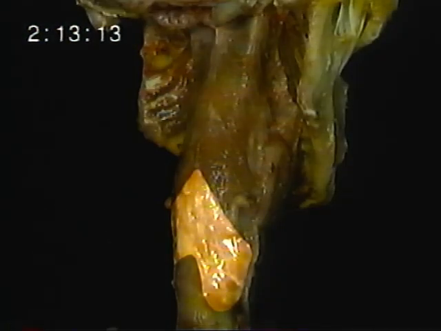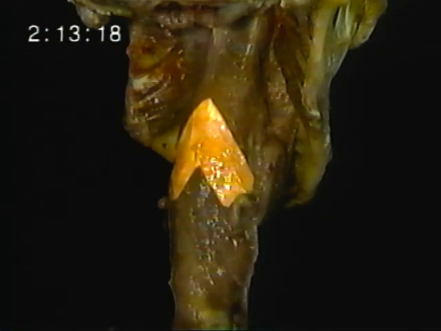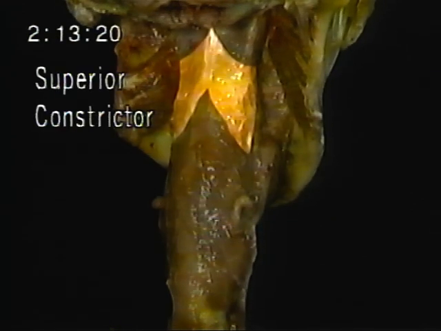The wall of the pharynx is formed by an almost continuous layer of muscle, lined by mucous membrane. The muscular layer consists of three sheets of muscle, the constrictor muscles, superior, middle, and inferior. These overlap behind, the one above inside the one below. Here's the inferior constrictor. Here's the middle constrictor. Here's the superior constrictor.